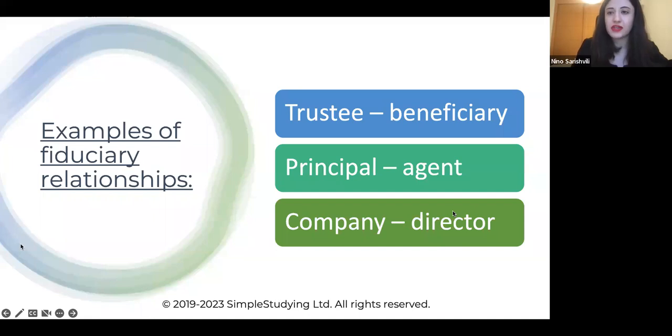Examples of fiduciary relationships: trustee and beneficiary, principal and agent, company and its director. All these relationships raise issues of trust and confidence, and the fiduciaries are expected to keep it that way. If they are in a position of fiduciary, they cannot make profits or benefit somehow from their position as a fiduciary.